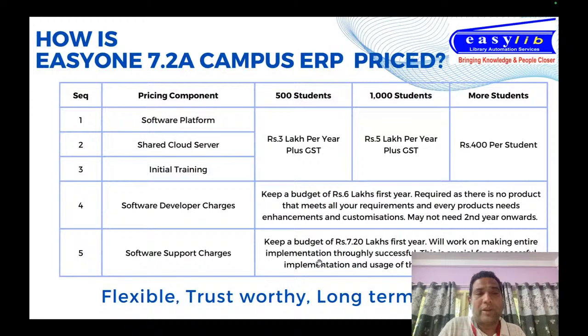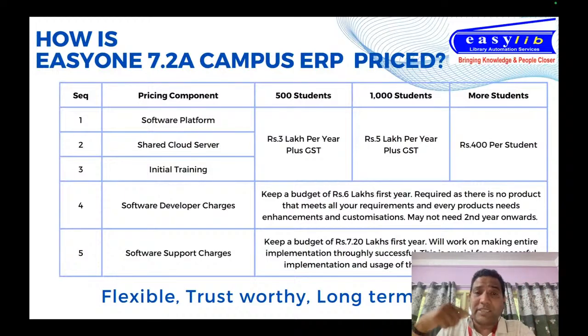To provide that handholding, to provide the assistance in the data migration, to give you the training that you require, to answer your questions, to draw the priority on which modules to be used, all that requires a dedicated support engineer. For that, a reasonable cost of about 7.2 lakhs. So if you happen to be having a college of 1,000 students, rupees 5 lakh. One software engineer will be about 6 lakh rupees.